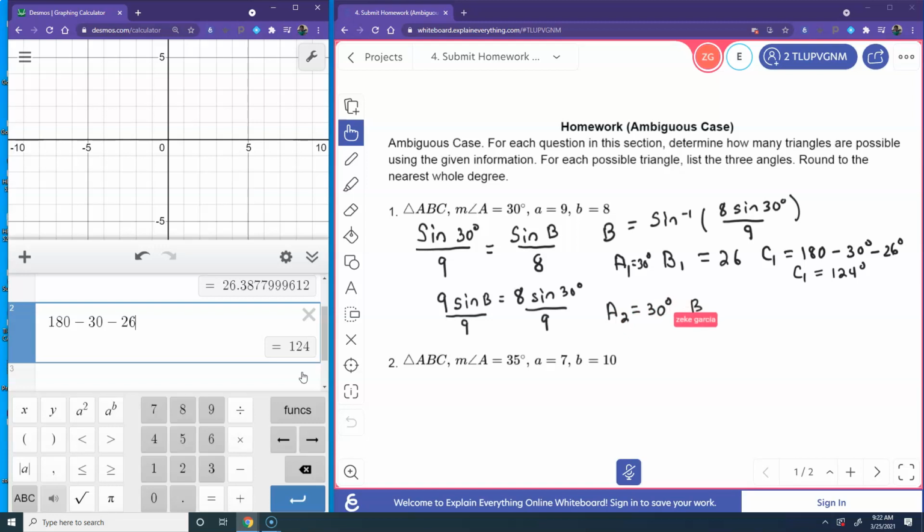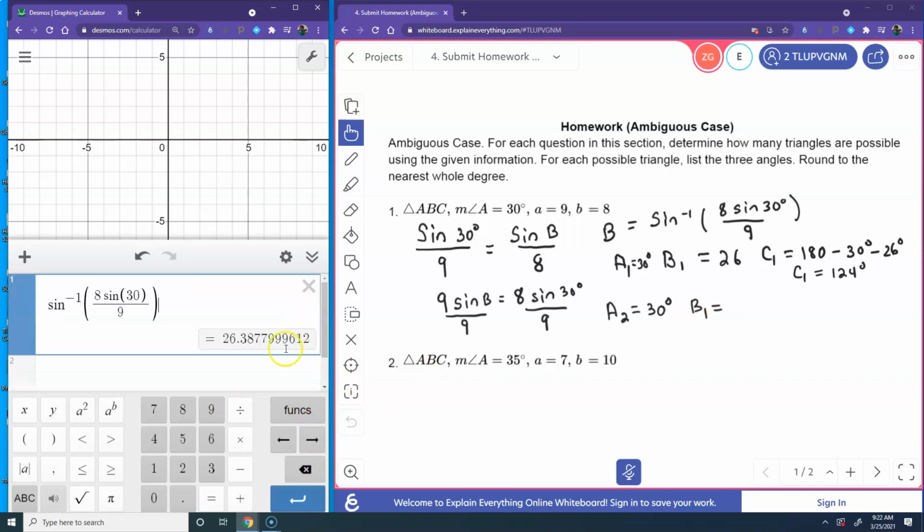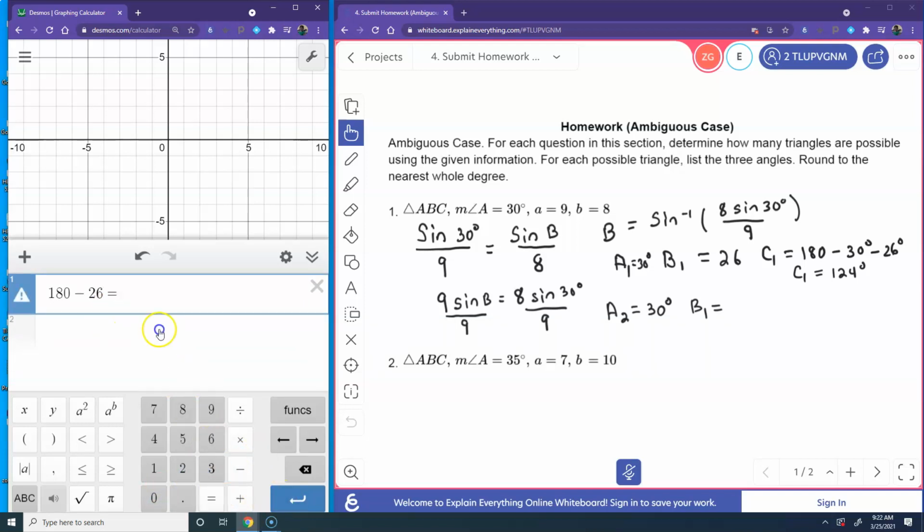Now the other possibility, we have A2 is equal to 30 degrees. Now the 26, we have to subtract from 180. So let me go ahead and do that here. We have 180 minus 26. That's the other possible angle. That's why it's called the ambiguous case. 180 minus 26, which is 154. And that should be angle B2.